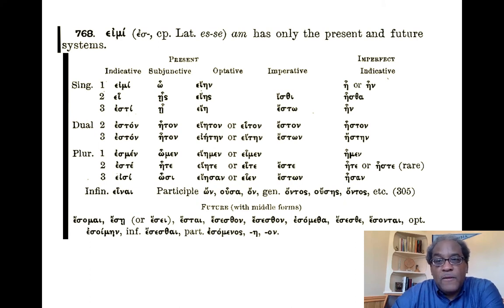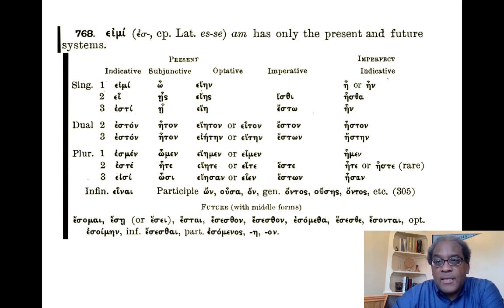And then the imperative, isthi, that just has to be learned, esto, let him be, este, you be, estosan, let them be. And then when you get to the imperfect, en, that's a little weird because you see that the first person singular and third person singular have the same form, en, and in the second person esta, and then emen, ete, or este, rare, and then esan.